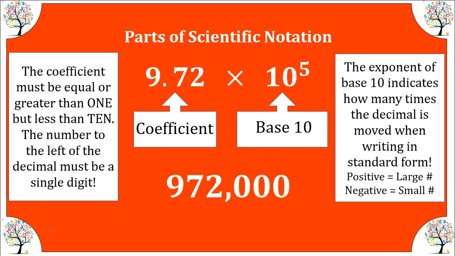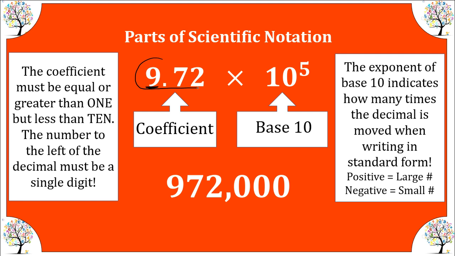So let's talk about the parts of scientific notation. The first part is called our coefficient. Notice that the decimal is one place after one digit. So in the ones place, we have a number, so the decimal has to go one place past this ones position. So we have 9.72. Then we are always going to be multiplying by a base of 10 raised to some exponent.